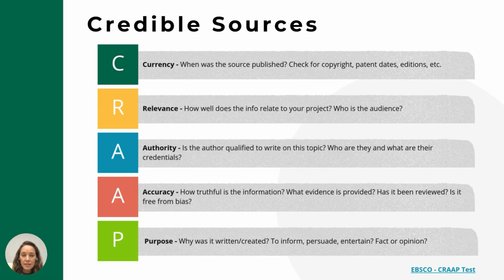A is authority. So you're thinking about who is the author and are they qualified to write on this topic? Who are they and what are their credentials? The second A is for accuracy. How truthful is the information? What evidence is provided? Has it been reviewed by other experts within the field or editors of a journal? And is it free from bias?